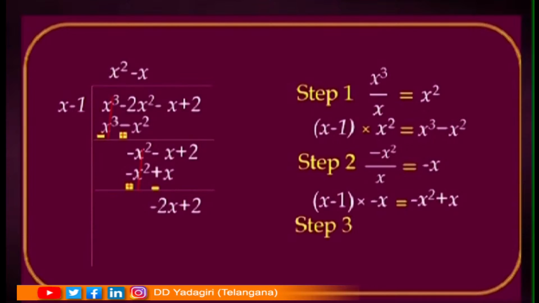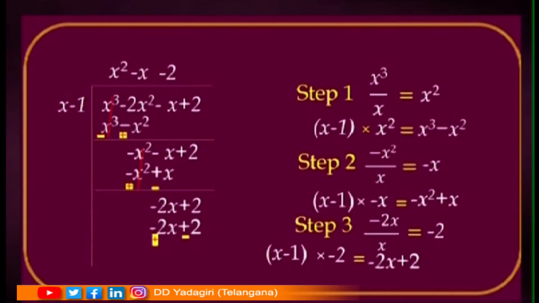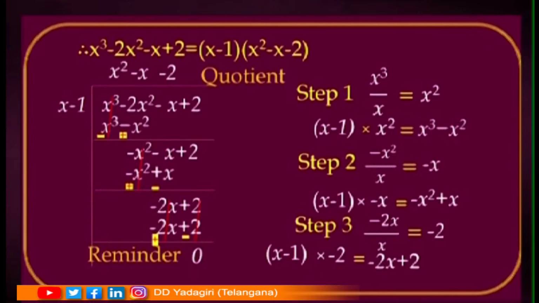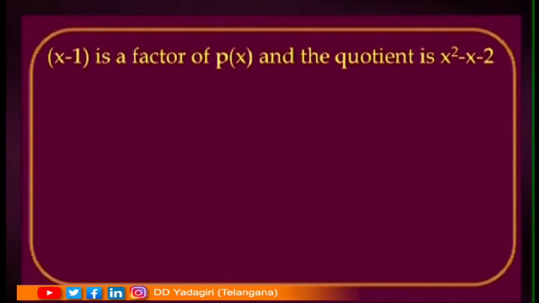Step 3 is to divide minus 2x by x. You get minus 2. That is the third term of the quotient. Now multiply x minus 1 with minus 2. You get minus 2x plus 2. When you subtract here, you see that the remainder is 0. So you can say x square minus x minus 2 is another factor. So x cube minus 2x square minus x plus 2 is x minus 1 into x square minus x minus 2. So x minus 1 is a factor of p of x, and the quotient is x square minus x minus 2.